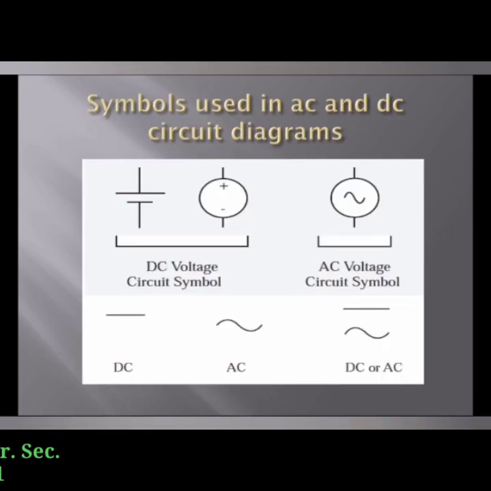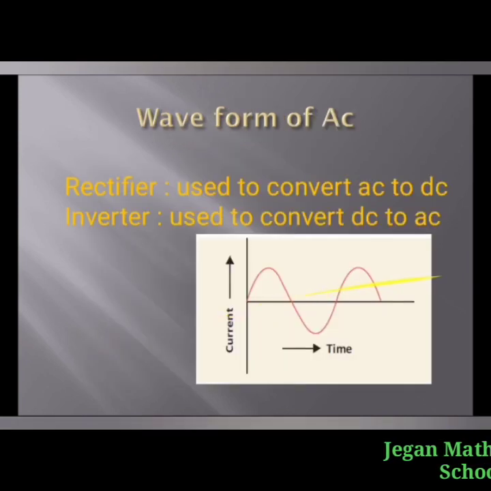The symbols used in AC and DC circuits are shown in the figure: DC circuit symbol, then AC circuit symbol. So here the frequency is 1 complete cycle in 1 second.